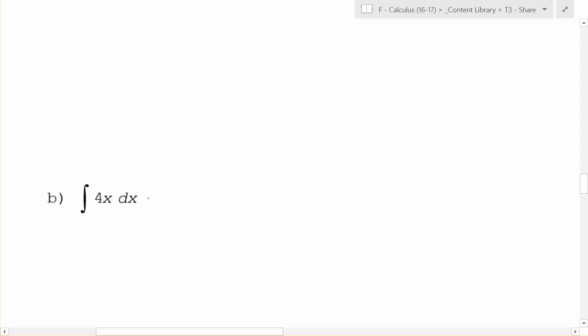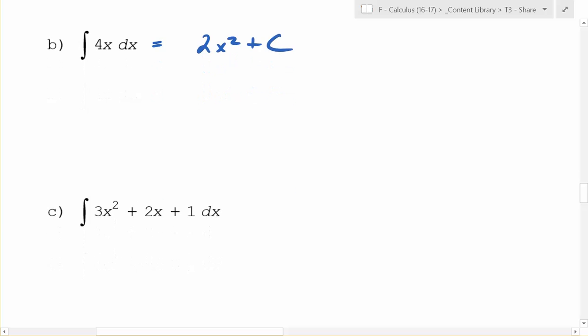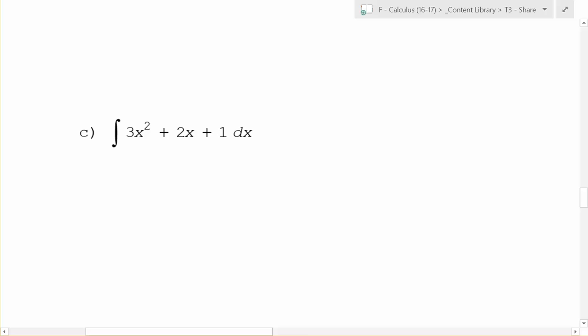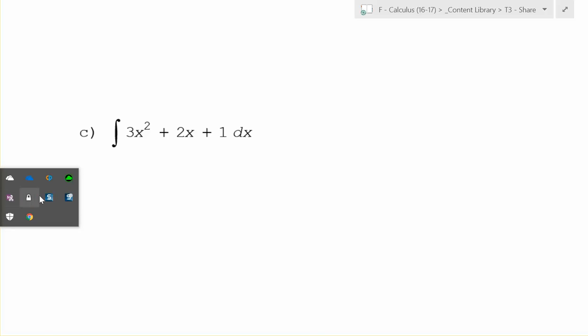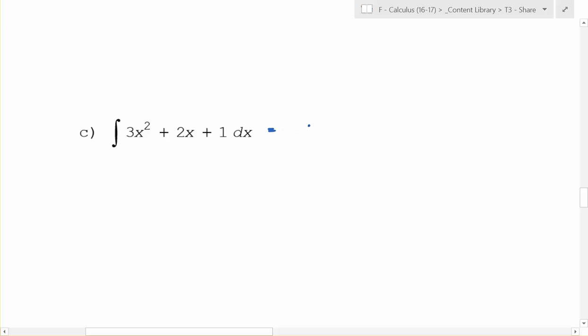What about this one? 4x. Who has that one? 2x squared plus c. You drop the 2 to the front, it needs to become 4, and there's still plus c. What about this one? What's different about this one? What's new here, or slightly different than the other ones? Yeah, x cubed plus x squared plus what? Plus c.